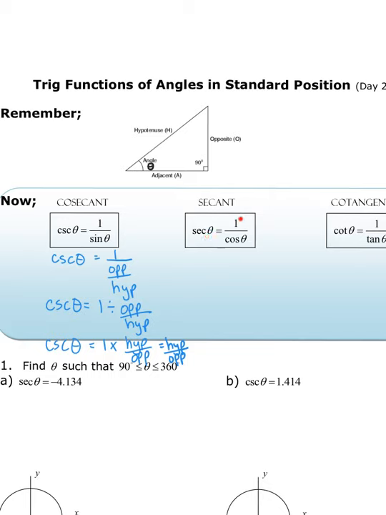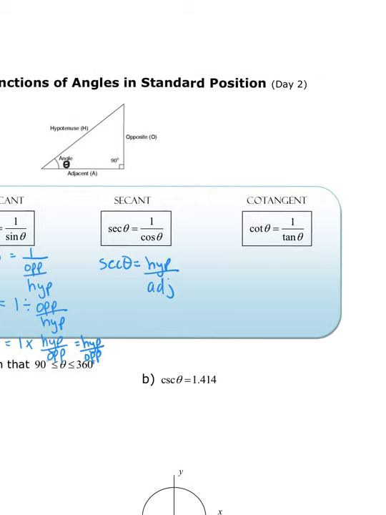So secant, SEC for short, is the reciprocal of the cos ratio. We know that the cos of an angle, the cosine ratio of an angle, is the adjacent over the hypotenuse. So the reciprocal of that for secant is the hypotenuse over the adjacent. And finally, the cotangent ratio is the reciprocal of the tangent ratio. We know the tangent ratio is the opposite over the adjacent. So the reciprocal for the cotangent ratio is just the adjacent over the opposite.